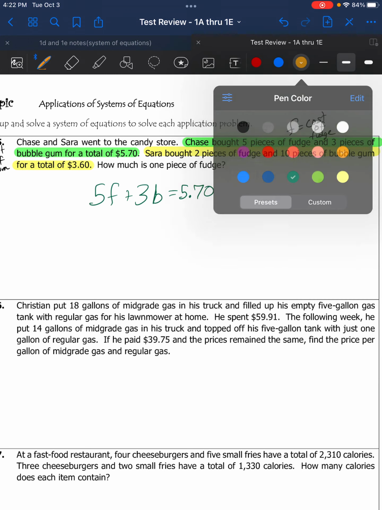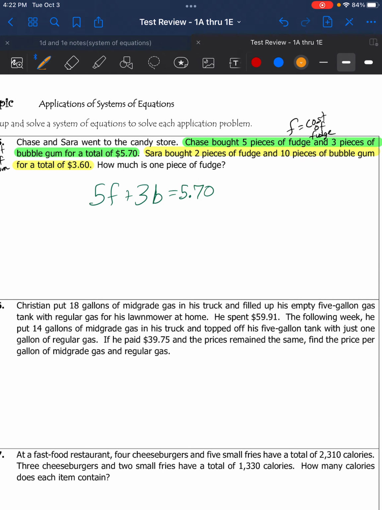Sarah, I guess I can't write this in yellow. We'll go orange because you can see it a little better. It's 2 times F, because she's buying 2 pieces of fudge that we don't know how much each piece costs. 10 pieces of bubble gum, this is how I like my gum, times B, that equals $3.60.